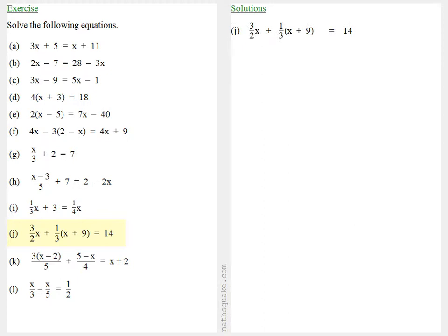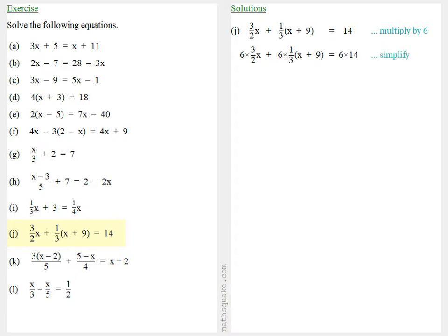Now in question J, we have 3 over 2 times x plus 1/3 into x plus 9 equals 14. Now the first thing to do is get rid of the fractions. We need a number that both 2 and 3 will cancel with, and that will be 6. So if we multiply all the way through by 6, we'll have 6 times 3 over 2x plus 6 times 1/3 into x plus 9 equals 6 times 14.